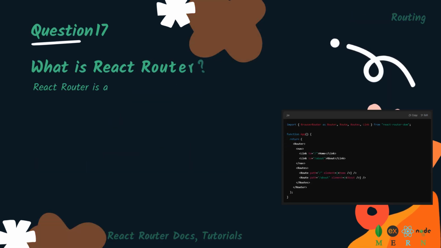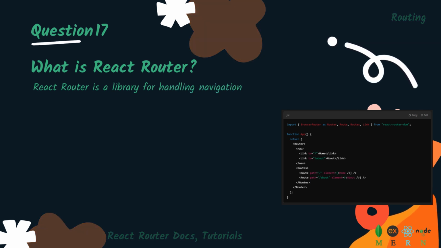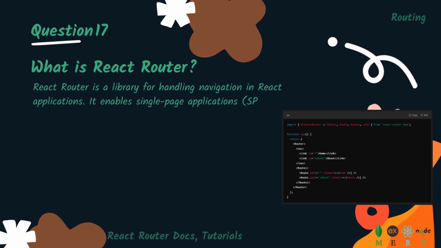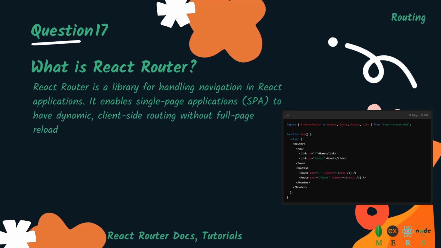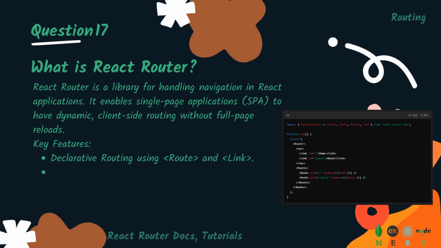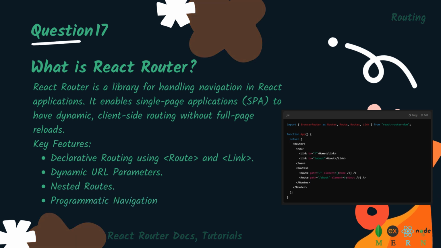What is React Router? React Router is a library for handling navigation in React applications. It enables single-page applications, SPA, to have dynamic client-side routing without full-page reloads. Key features: declarative routing using Route and Link, dynamic URL parameters, nested routes, programmatic navigation.